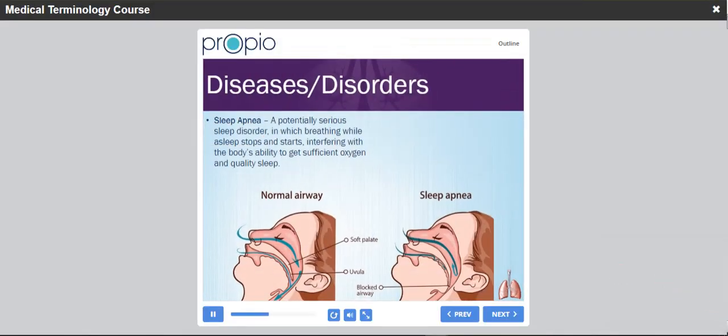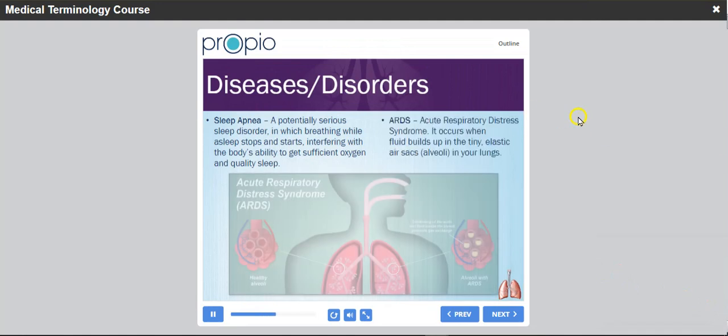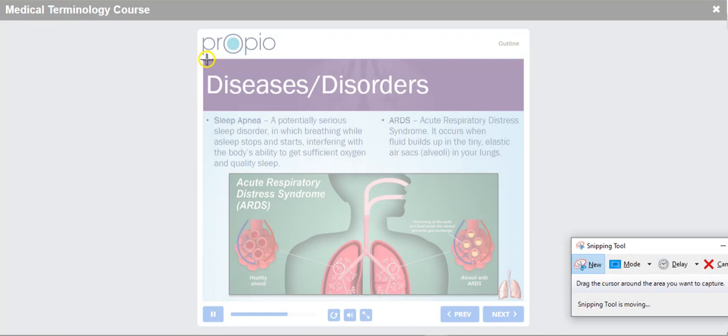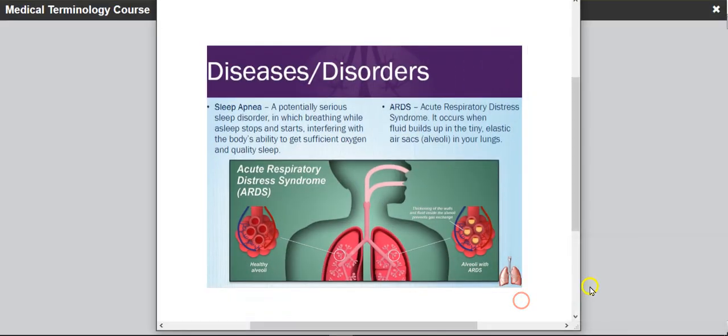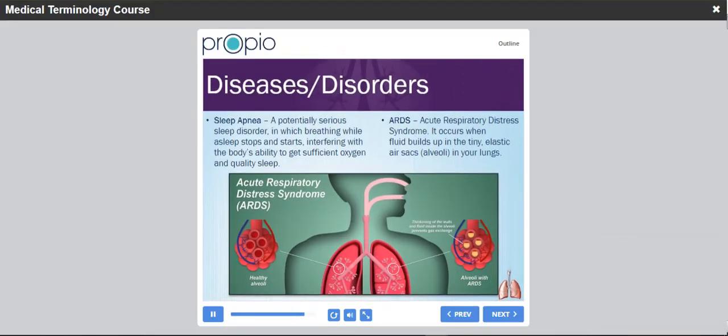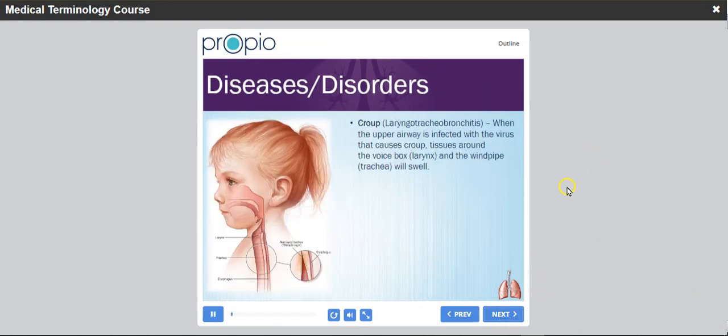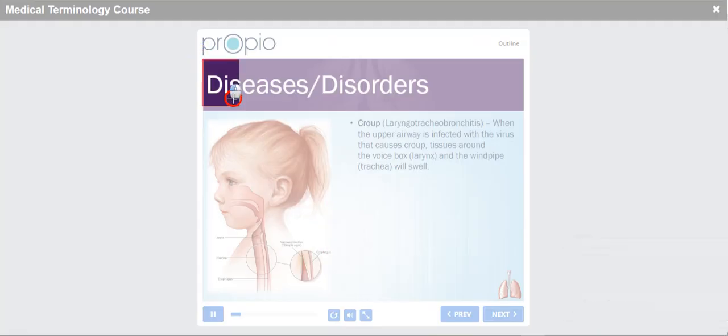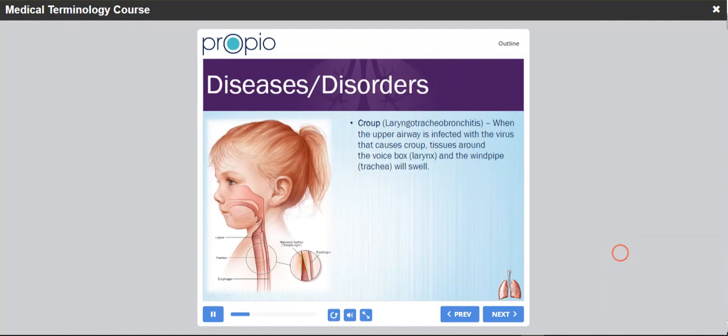ARDS, acute respiratory distress syndrome. It occurs when fluid builds up in the tiny elastic air sacs, alveoli, in your lungs. Croup, or laryngotracheobronchitis. It's the condition when the upper airway is infected with the virus that causes croup, and the tissues around the voice box, or larynx, and the windpipe, trachea, will swell.